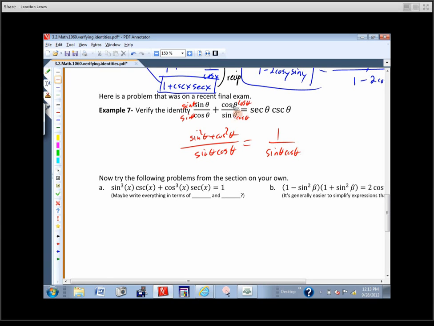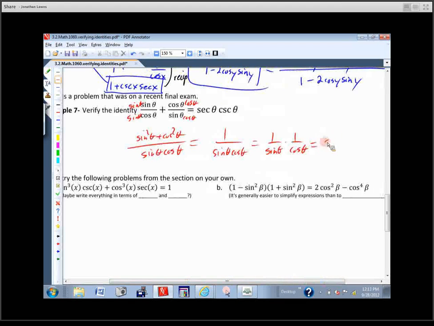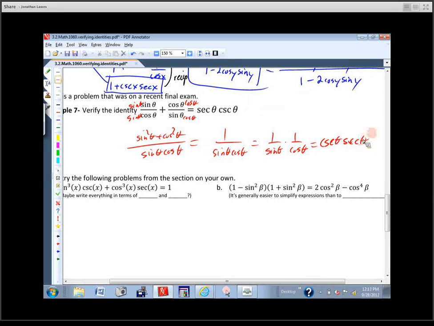Keeping in mind how we did that. Common denominator, then Pythagorean identity. Then we break it into 2 pieces. 1 over sine theta, 1 over cosine theta. Then we've got a cosecant, and we've got a secant. And I've made this side look like that side. I just verified that identity. Okay?